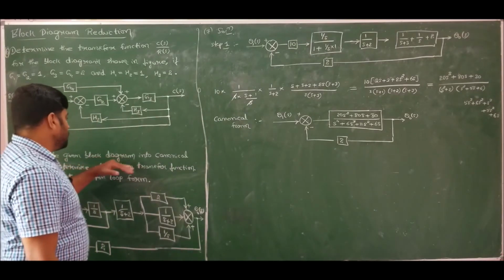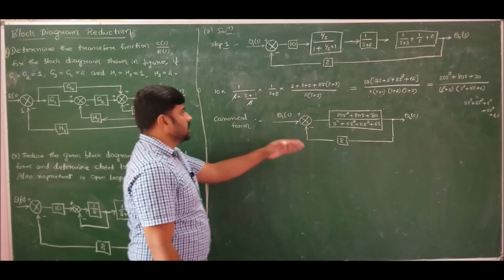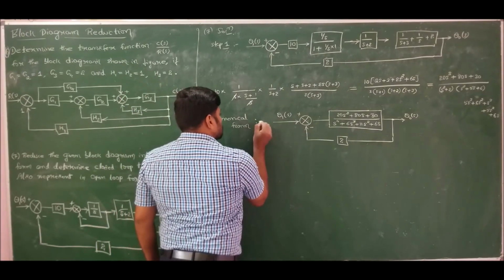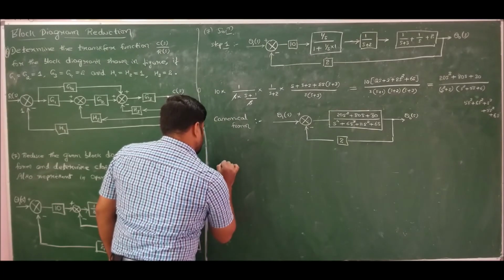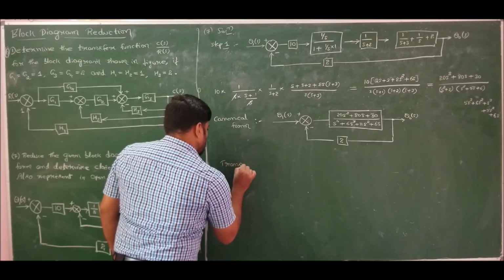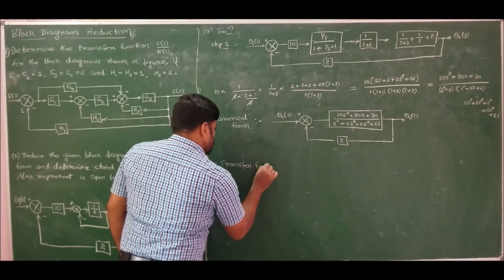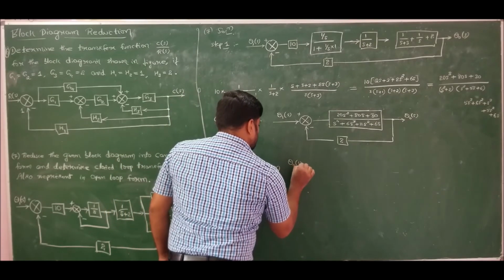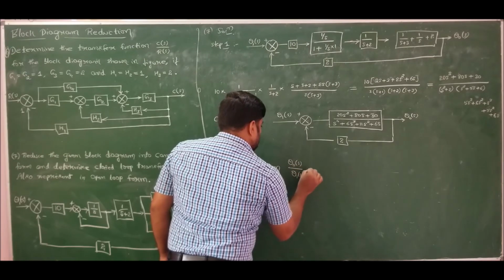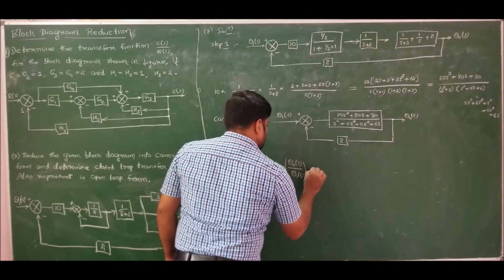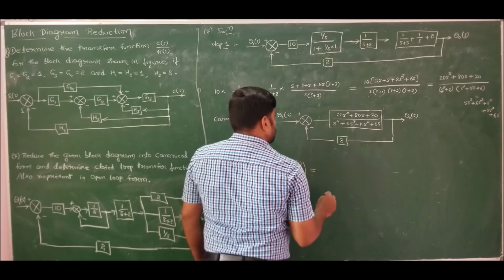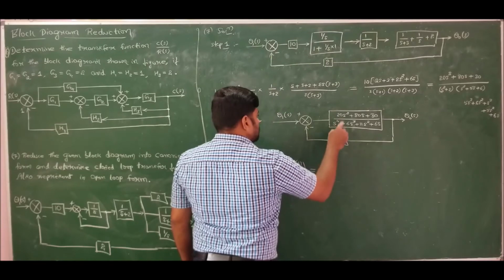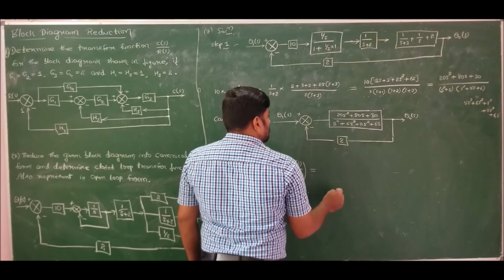So this is what he has asked. Reduce the given block diagram into its canonical form. We have reduced it into canonical form. Now I can find the transfer function. So therefore transfer function will be theta naught of s by theta 1 of s, which is equal to g of s by 1 plus g of s into h of s. H of s is 2.